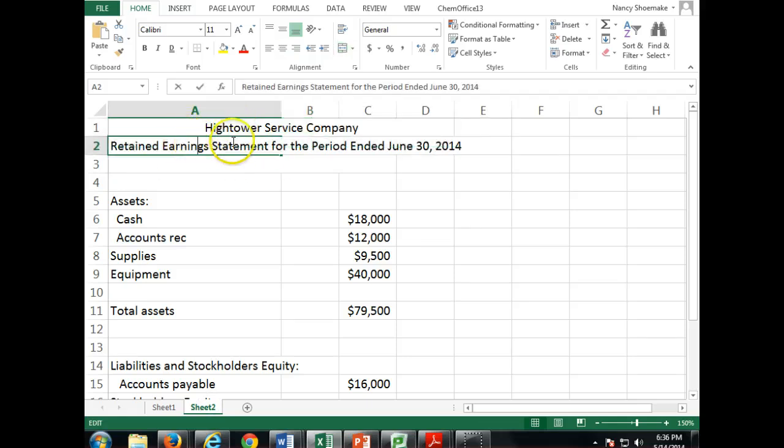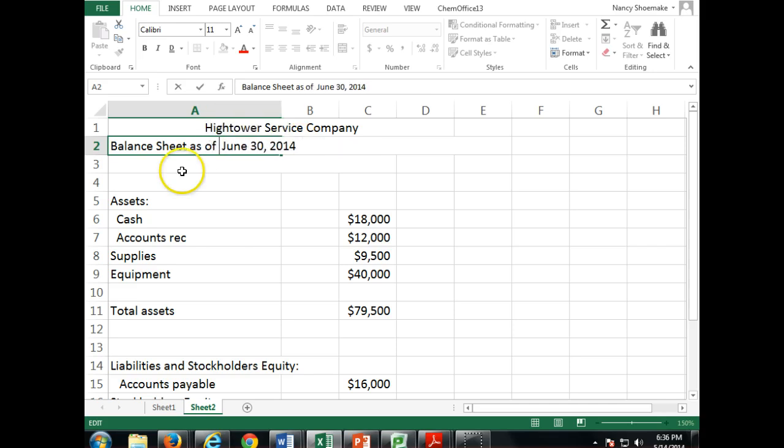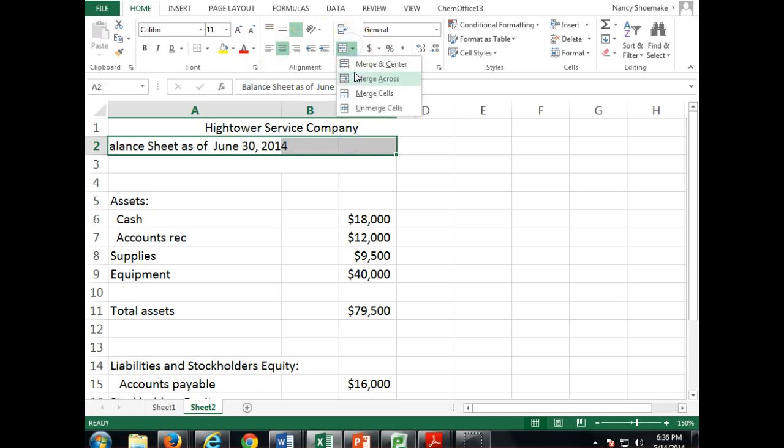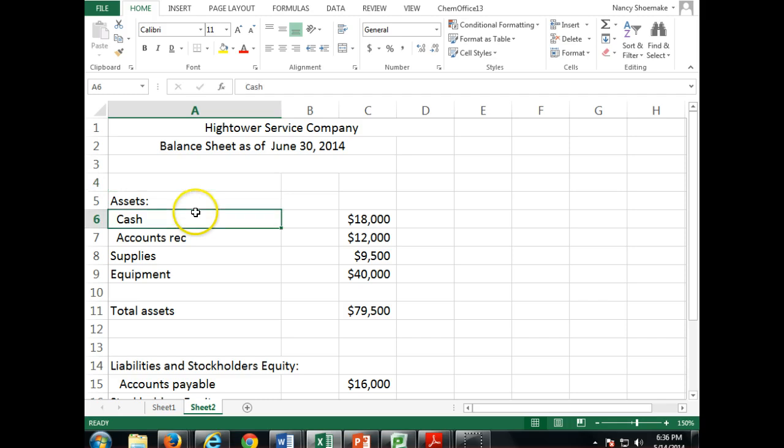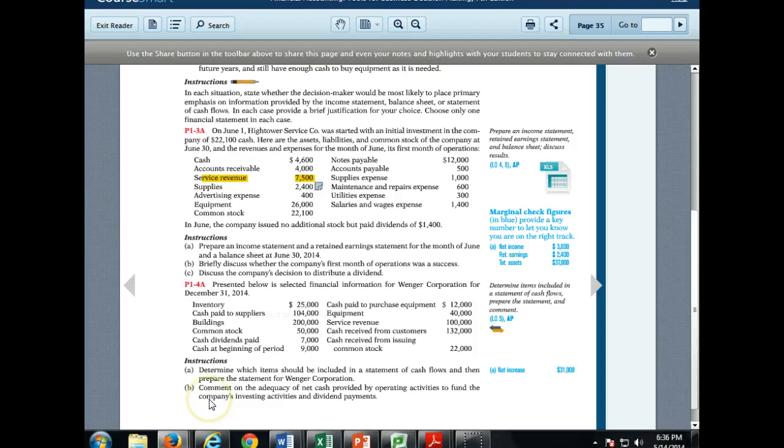So this is going to be a balance sheet as of June 30th, 2014. It's not for the period ending, because remember, it's a point in time. Remember how we learned that? Okay, so what are our assets going to be? Let's go back here and look.